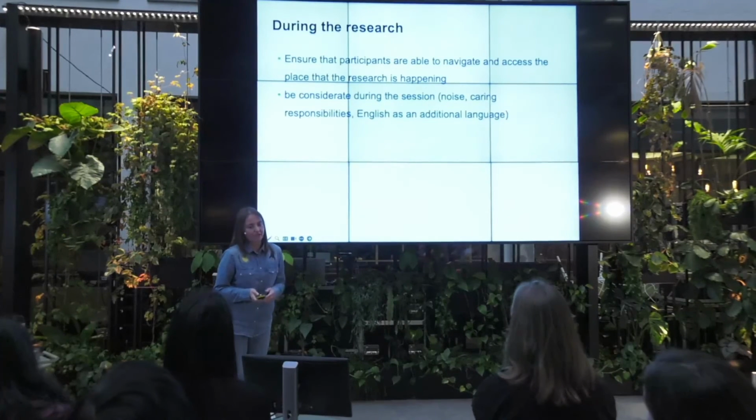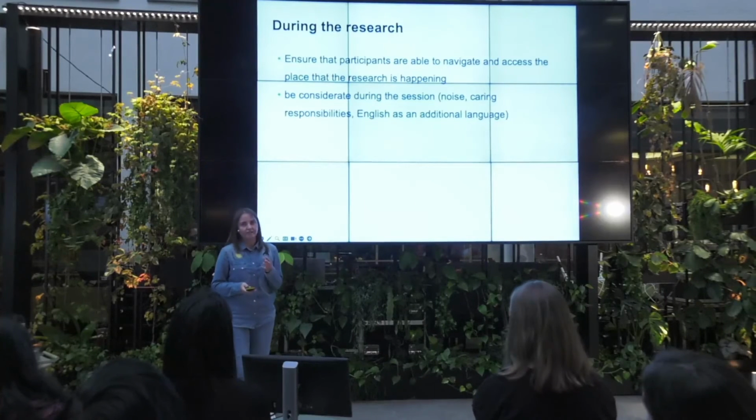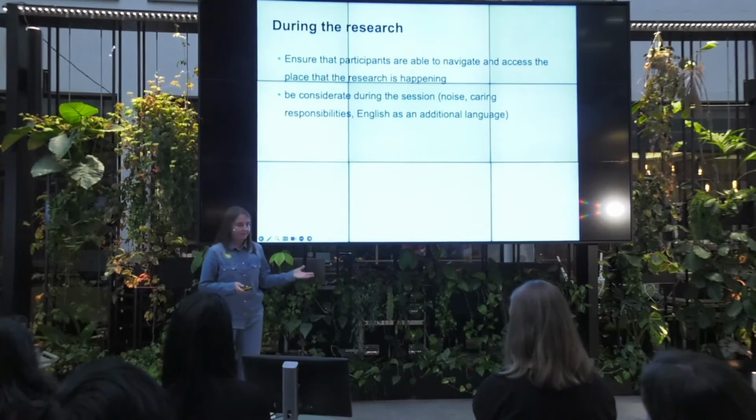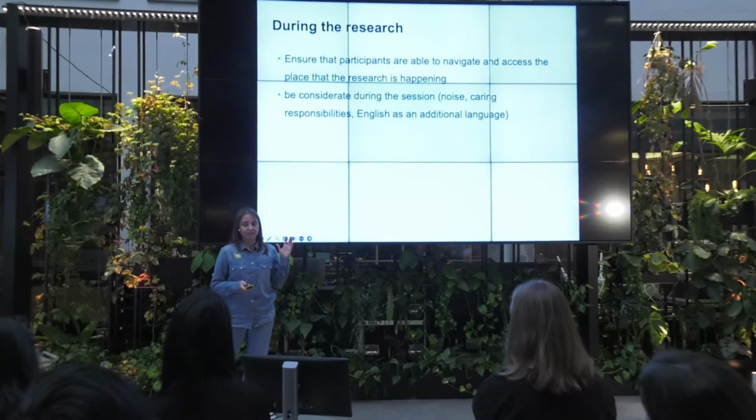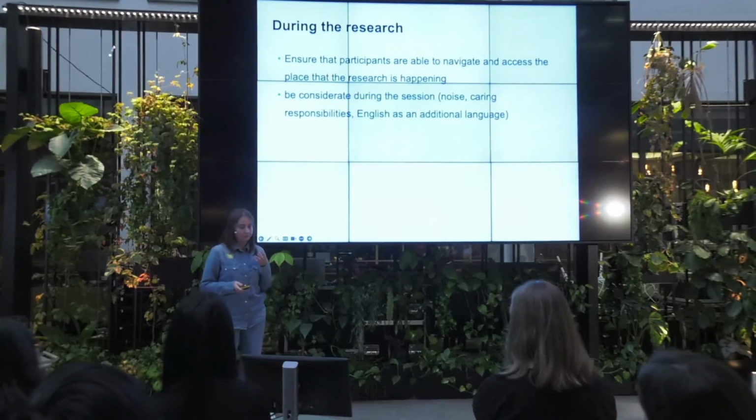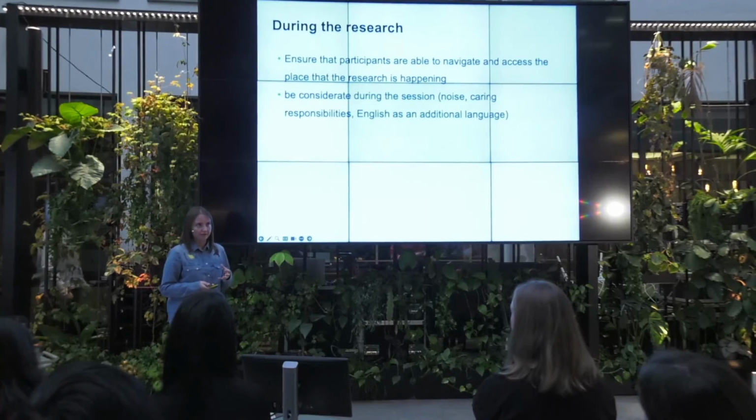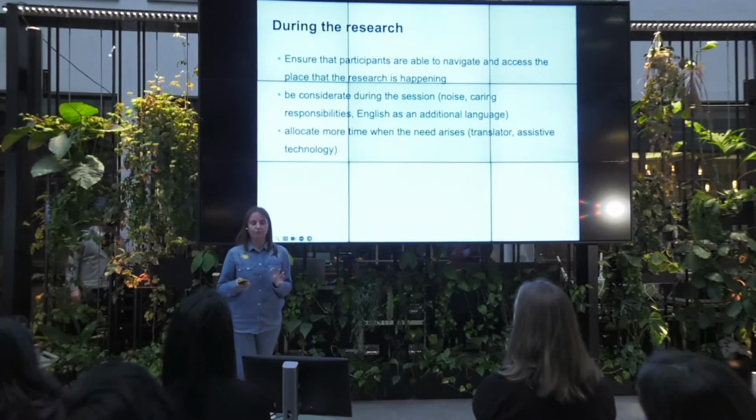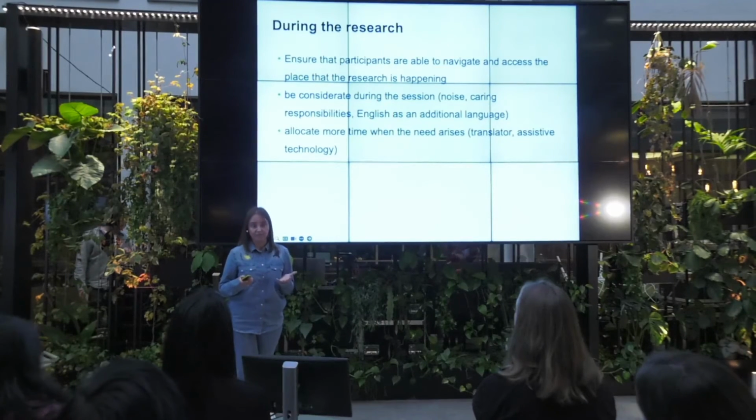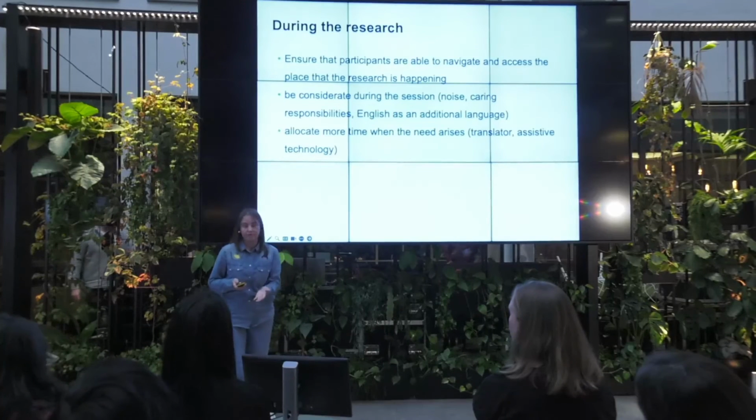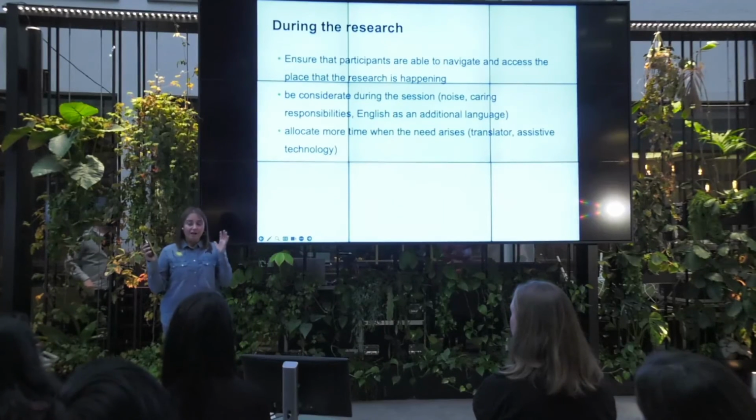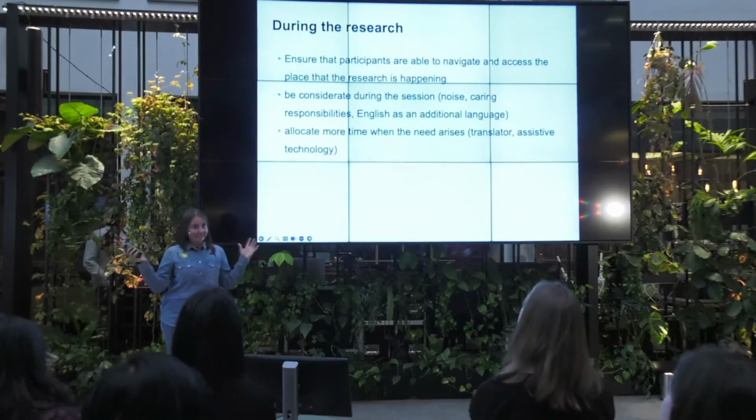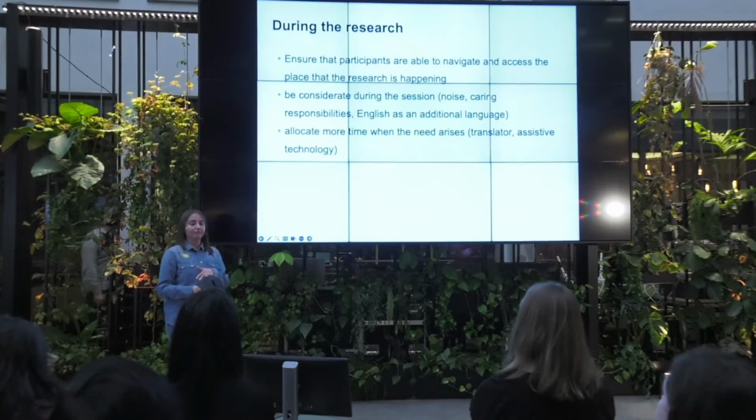Be considerate during the session. Sometimes things are far from ideal. Even if it's on a call, there might be noise, there might be caring responsibilities. English might be an additional language. Sometimes people might take more time to express themselves, so just keep that in mind. And also allocate more time, especially when you know that there's going to be some needs or adjustments. For example, if there is a translator, or assistive technology, always allow more time. Give this buffer to yourself before, so that you can set up and everyone feels comfortable, and also afterwards.